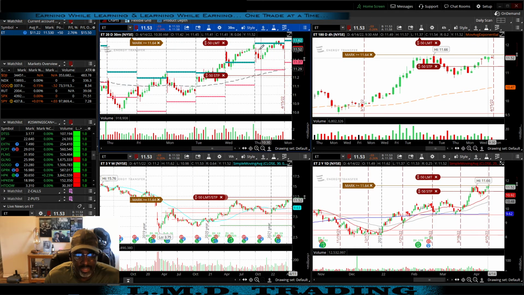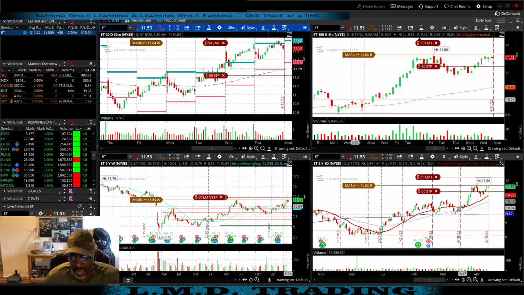But this pullback should be about half of this move. So we're just about at half. So we should see on Monday this thing continuing, or we may get one more 30-minute candle to pull back a little bit more. But we should see that continuing higher. And that's just my anatomy on taking swing trades.